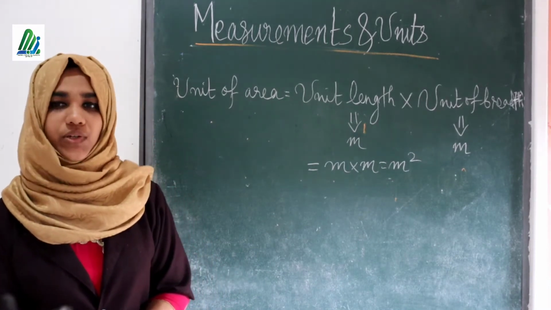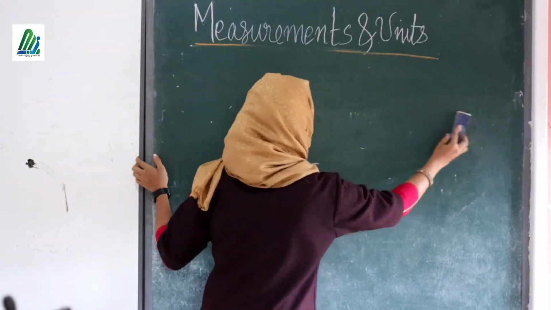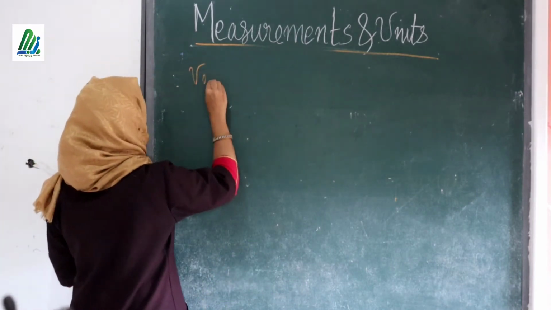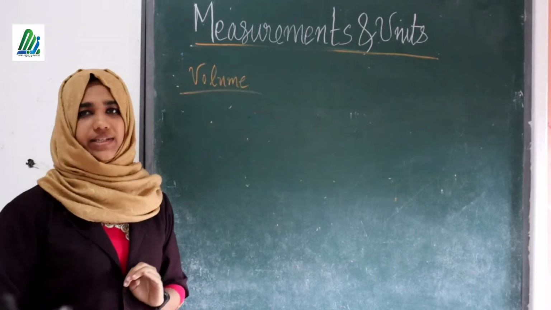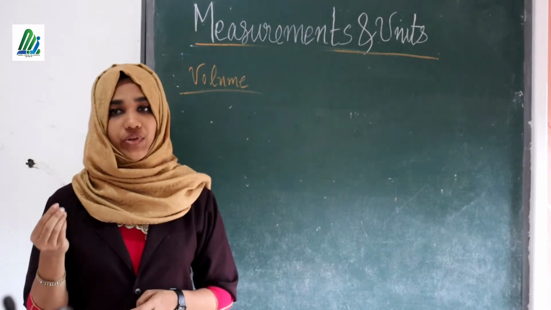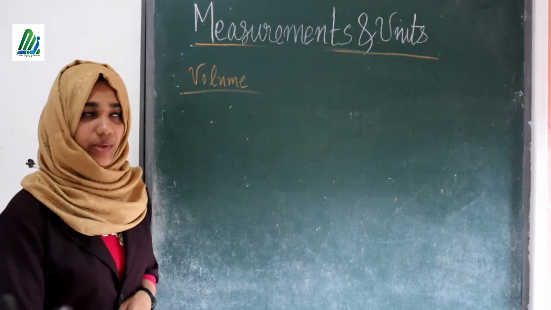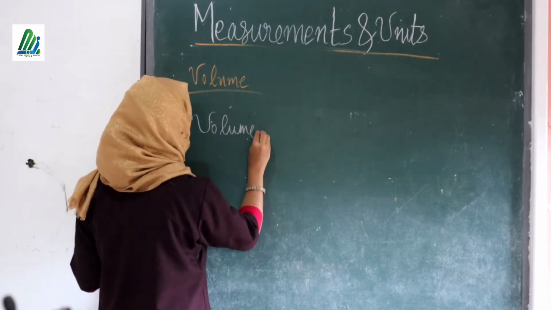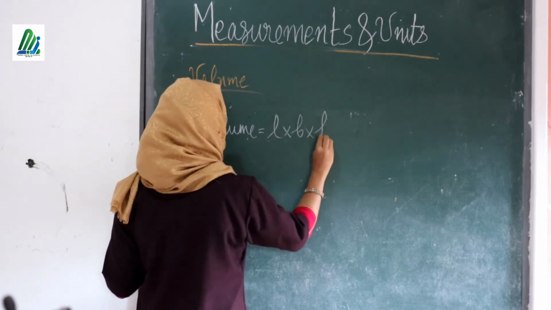Next we move to another topic, another quantity, that is volume. I think volume is a familiar word to you. How can we measure the volume of a cube or cuboid? How can you find volume? Volume is equal to length into breadth into height.